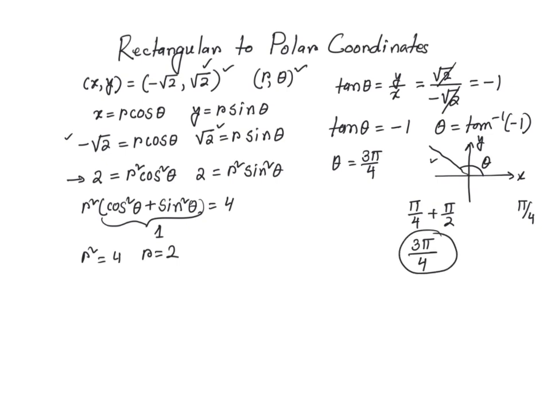So this is how you go back and forth between rectangular coordinates and polar coordinates. I hope that this discussion was helpful. Thank you very much.